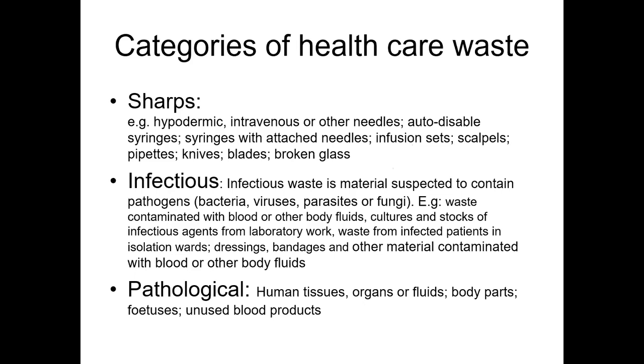Moving on to look at the various categories of healthcare waste, we have sharps, and this could include syringes, blades, among others. We also have another category of the infectious waste that could include any material that is suspected to contain pathogens such as bacteria, viruses, parasites, or fungi. We also have pathological waste, and this could include body parts following surgery. This could also include human tissue or organs, among others.